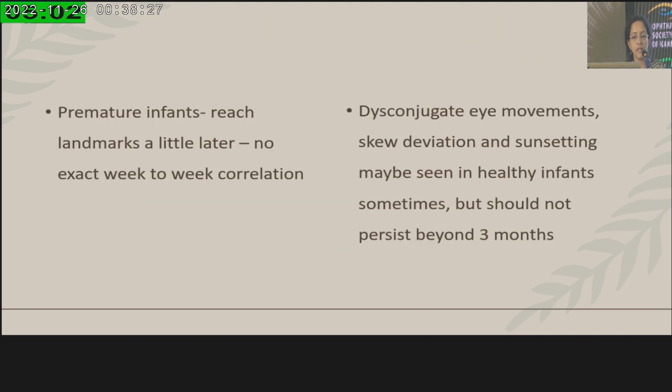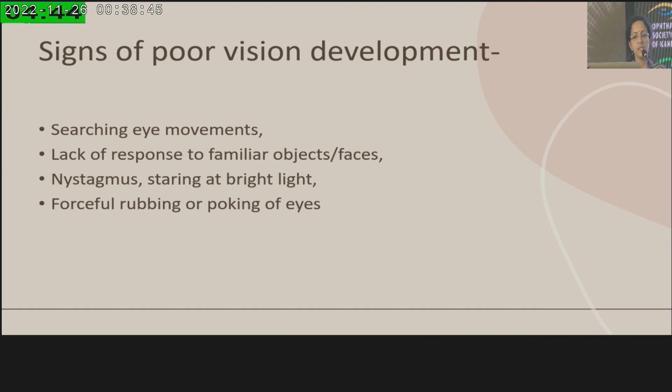So we give some allowance for premature infants, and we cannot say an exact week-to-week correlation as to when a premature infant would attain these milestones. Disconjugate eye movements, skew deviation and sun setting may sometimes be seen in healthy infants also, but exercise caution when they persist beyond 3 months. These are the signs of poor vision development.